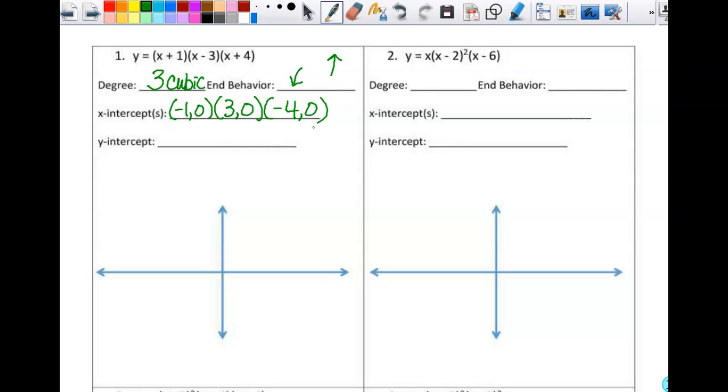I need to find my y-intercept. That's easy. That's when x is 0. So that's just going to give me 1 times negative 3 times 4, which is negative 12. So I'm at (0, -12). Okay.